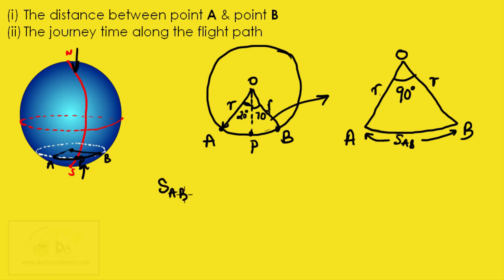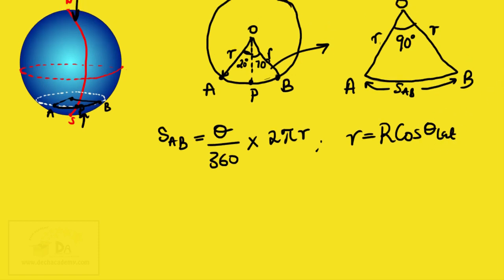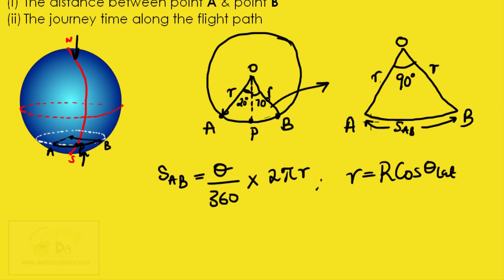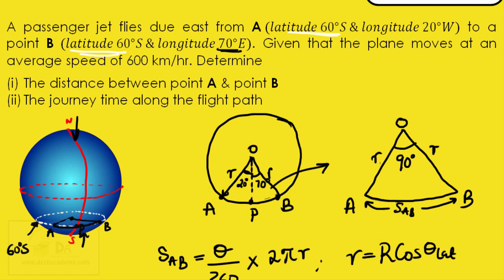How do you find the length of an arc? The length of an arc is equal to the angle formed at the center of the sector, theta, divided by 360, times 2 pi times the radius of the circle the sector is from. In this case, that's small r. You know that small r is big R cos theta lat, where theta lat is the latitude of points on the circle where this sector is cut from. And this circle is this small circle here, and the latitude of points on this small circle is 60 degrees south. It's all given in the problem statement.